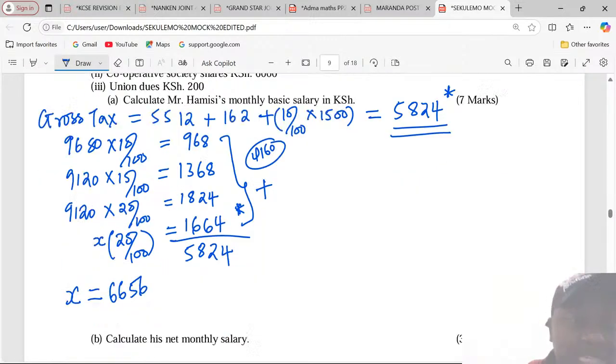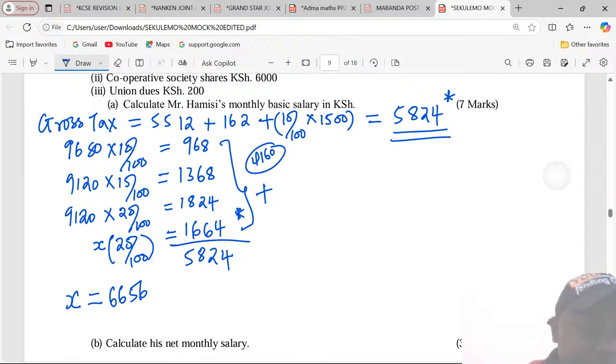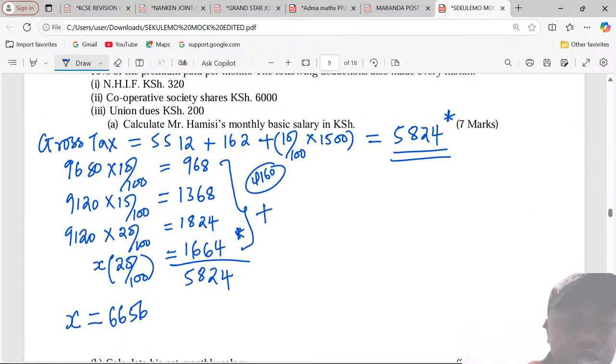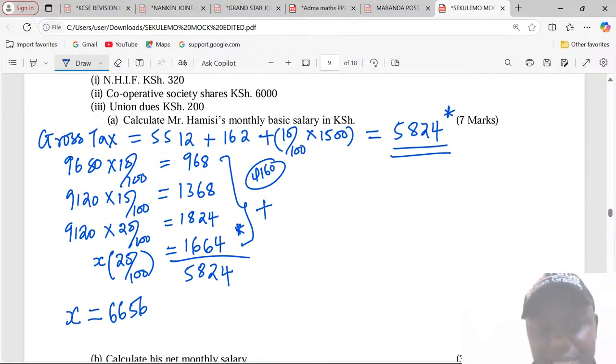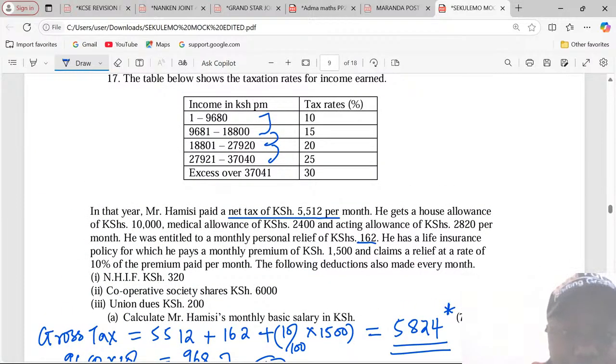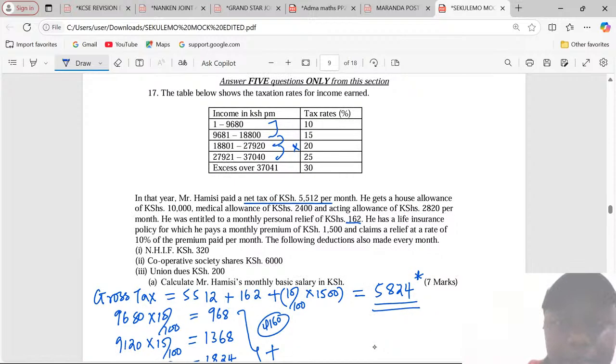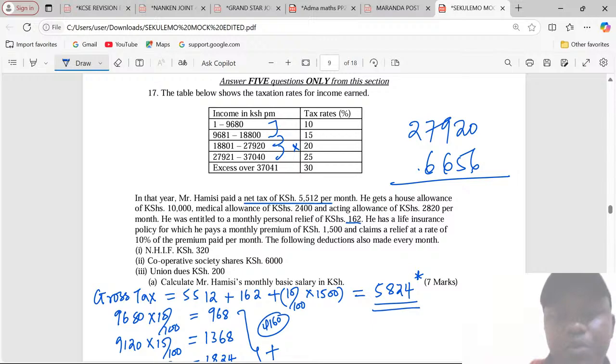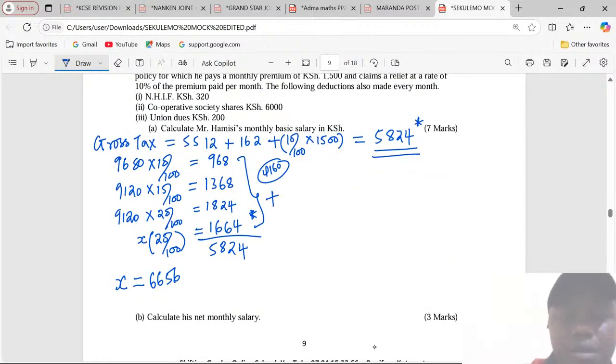6656. So the amount that lies in the fourth bracket is 6656. That is what we taxed at 25% to give us 1664, such that adding up all the taxes will give us 5824. And therefore, up to 27,920, we just need to add 6656.